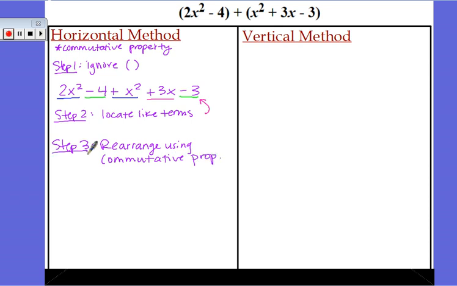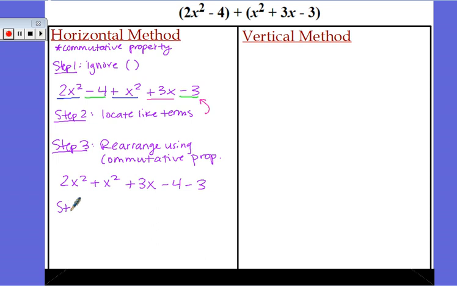So we're going to put the like terms next to each other by using the commutative property. So we'll write 2x squared plus x squared. We use the commutative property here. And then plus 3x because it's not a like term with anything. And then -4 minus 3. So that's us rearranging with the commutative property.